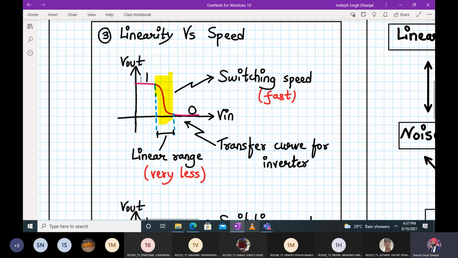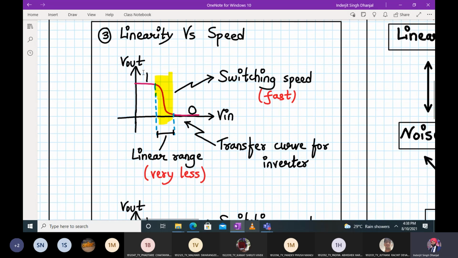So here is my logic 1 and here is my logic 0. This is the range which is marked in yellow color. This will decide the speed. Now what does it indicate? How fast my output is changing from logic 1 state to logic 0 state. So this is my range, the linear range. Okay, this is my linear range.